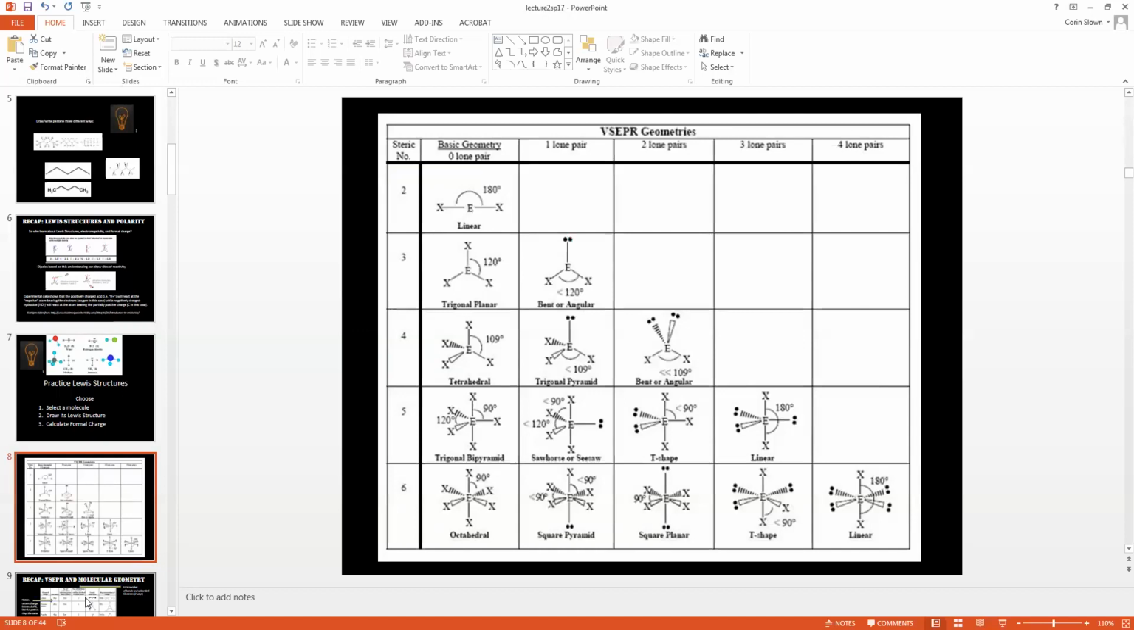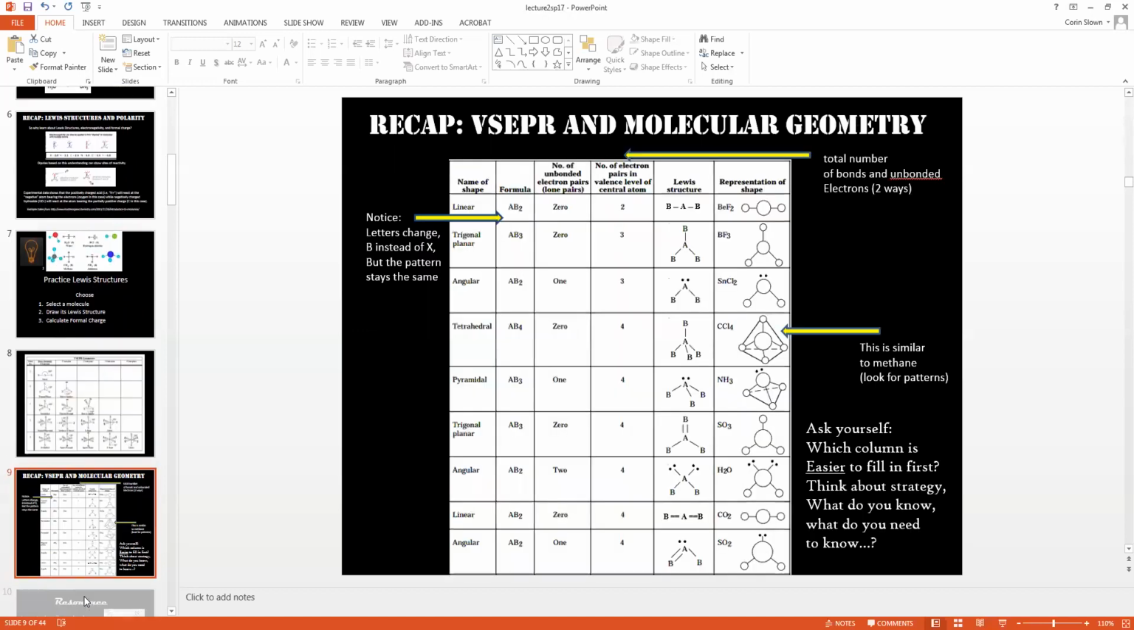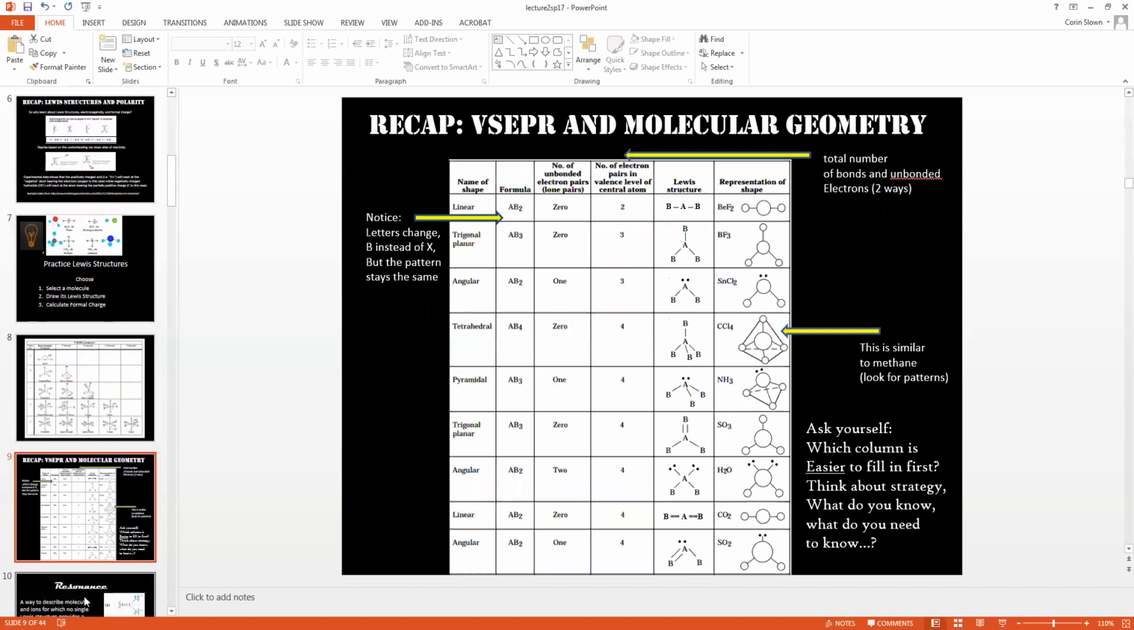But it's useful to be able to think about how we might use these sheets. They're not always the same. So when we're thinking about VSEPR and molecular geometry, it's usually important for us to think of the number of unbonded electron pairs, so that's the number of lone pairs, and then the number of electrons that we see in the valence level of our central atom. And that's going to tell us something about what type of shape it's going to take.